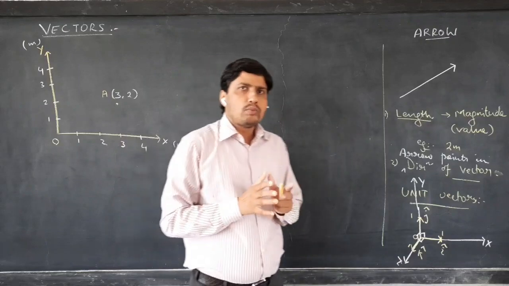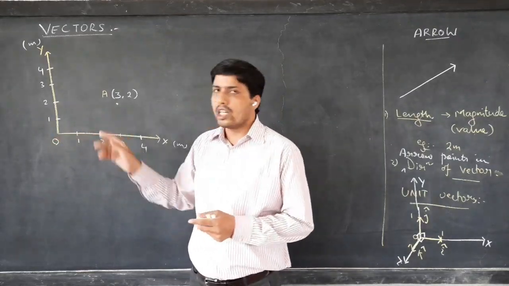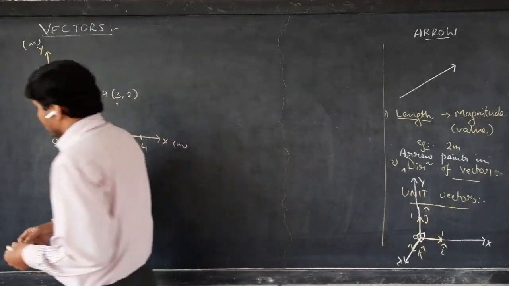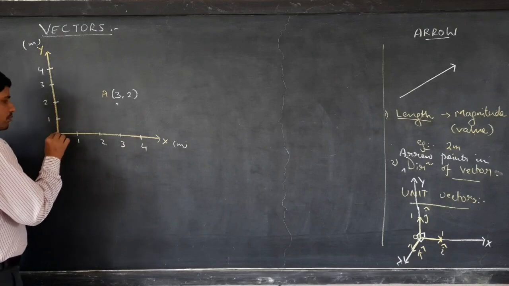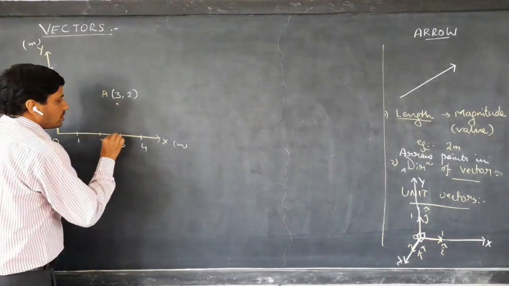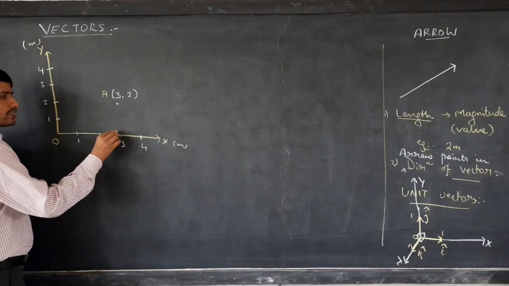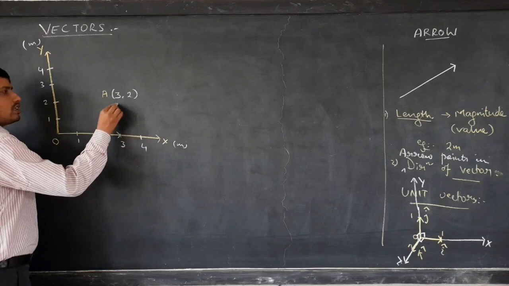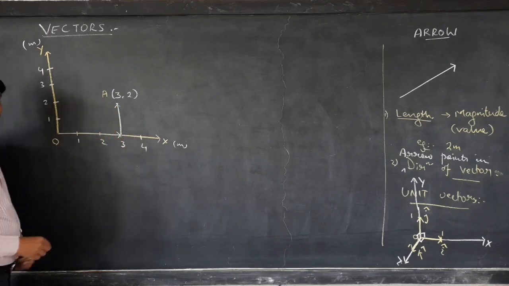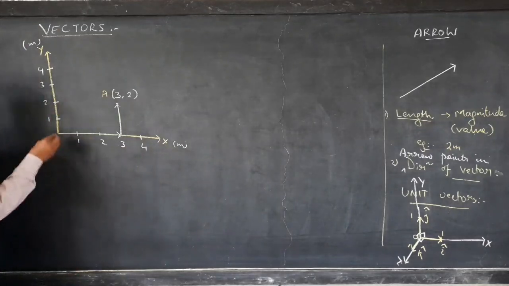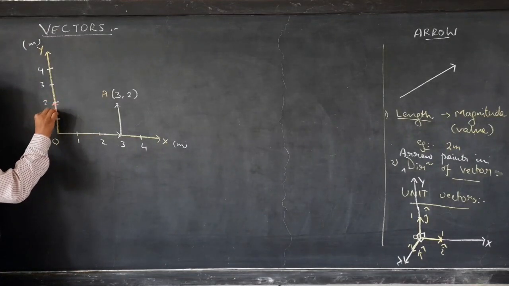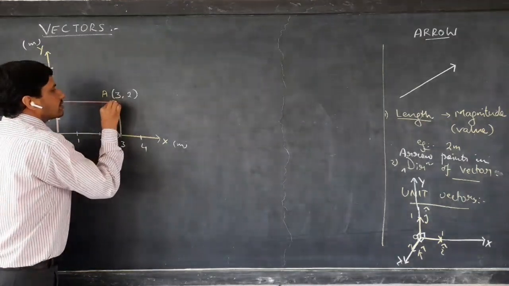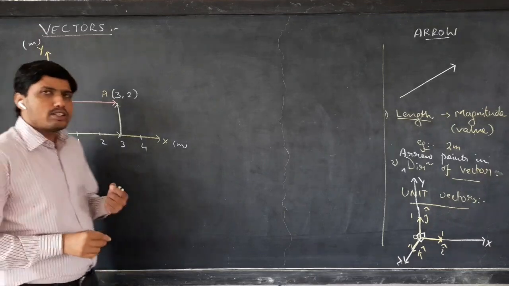given the condition that you cannot move directly along this direction, you have to move either along x-axis or along y-axis. Then what would be the path followed by you? There are two possibilities. I can first move till this point, 3 units along x-axis, and then I'll move along y-axis like so. Somebody else could move first along y-axis like this and then along x-axis like this. Both of them, the end point remains the same.